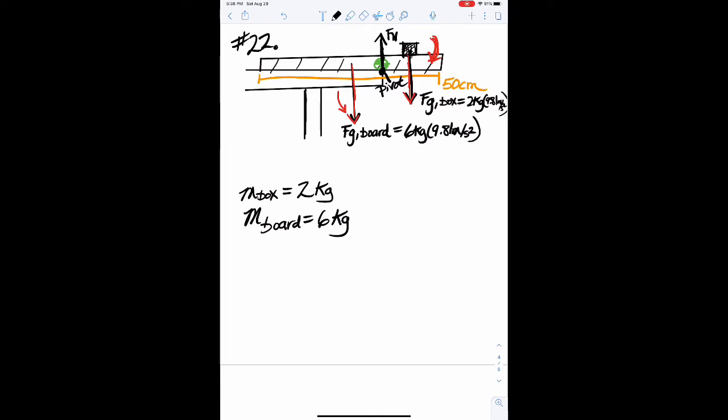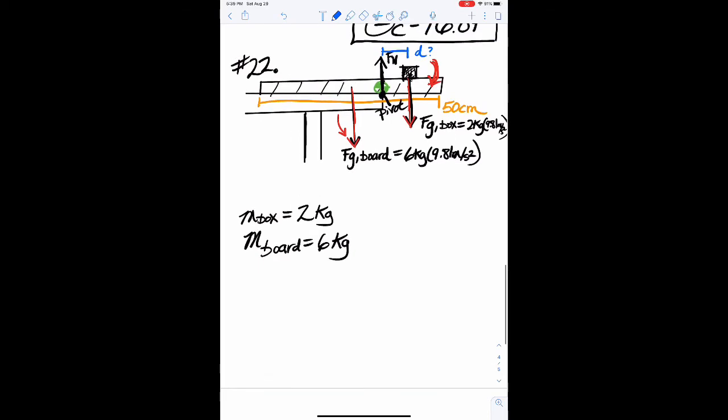So really this is a torque balance like we've done before, and we want to know how far out on the board the box can be. I forget what the question asks. I think it asks from the edge of the table. Let me see if I can label this. We want to know this distance right here: how far from the pivot, which is at the edge of the table? What is that distance D? That's all we want to know. So it's really just a torque balance, like we've done in the past.